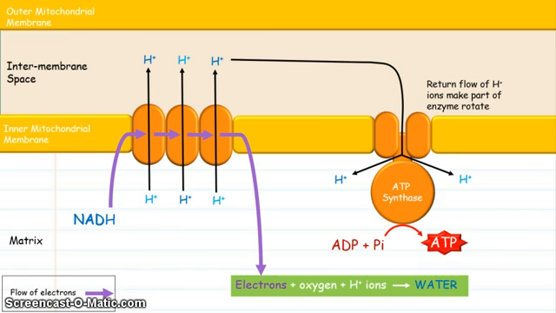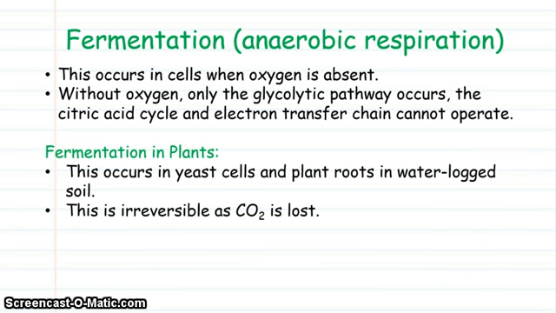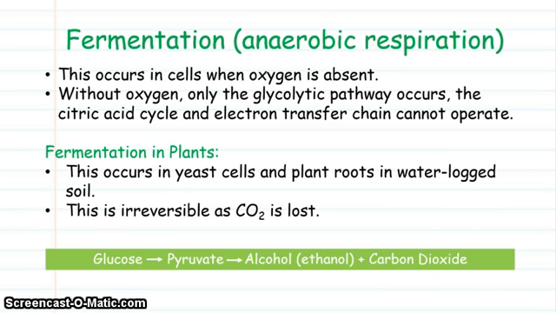If, however, respiration occurs without oxygen, this is called fermentation. In plants, carbon dioxide is lost as part of the process, and this produces alcohol. Now, because the 3-carbon pyruvate molecules are broken down into 2-carbon alcohol and 1 carbon dioxide molecule, as the carbon dioxide is lost, it's an irreversible process.